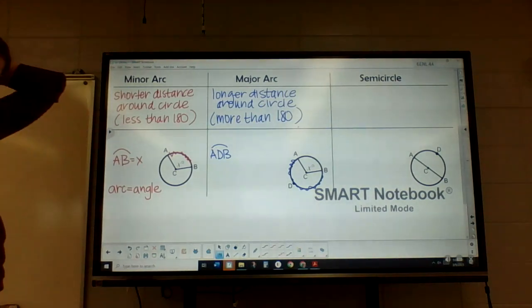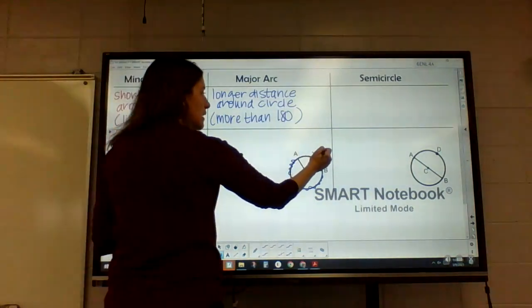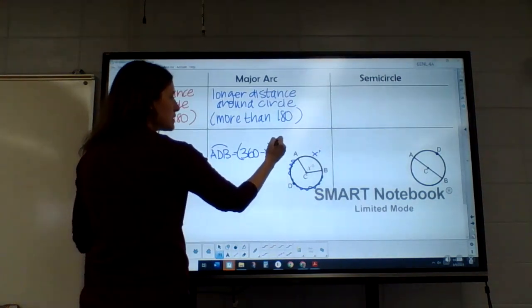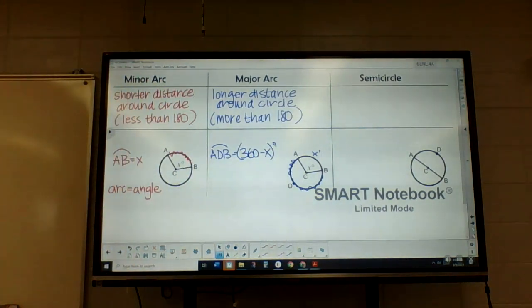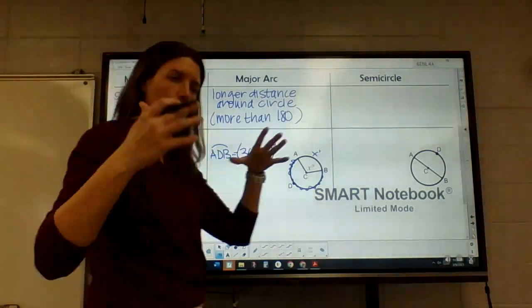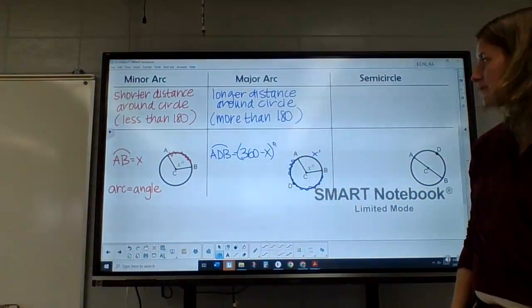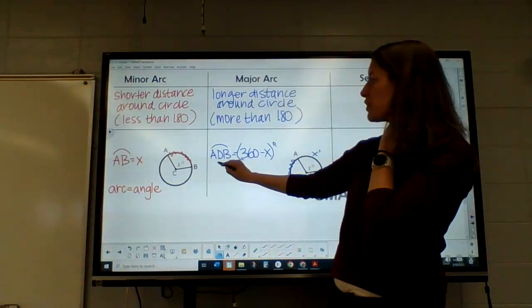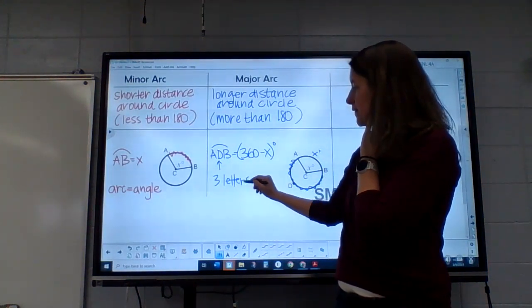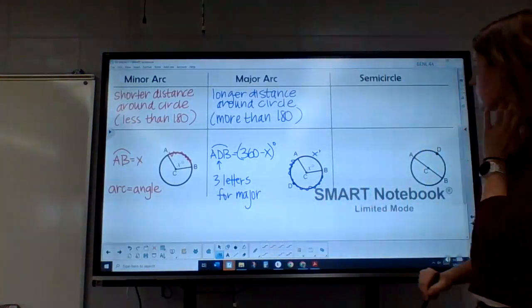And the way we figure this out, if this is x over here, the whole way around is 360 degrees. So to figure this out, I'm going to have to do 360 minus x. So I'm going to take the whole circle and just take away that little part that maybe you don't own. Like you own most of a lake, but you don't own this little section, and that's the part we're leaving out. So they use the 3 letters on the major arc. That way I know for sure that I want that longer arc.